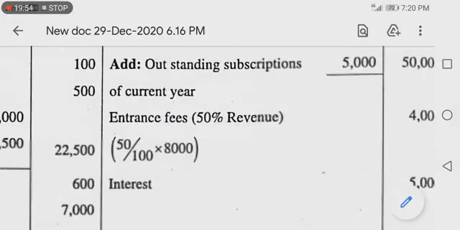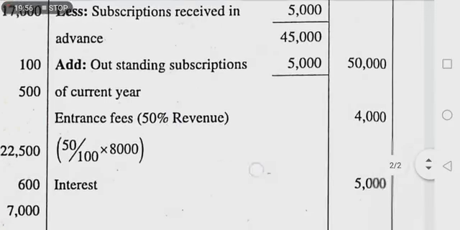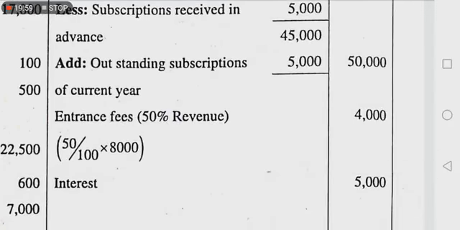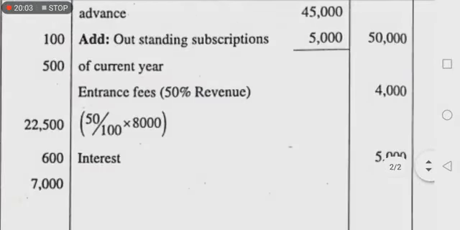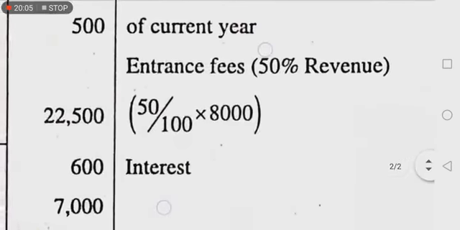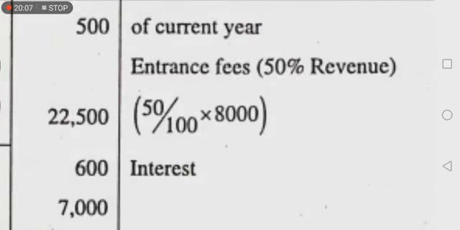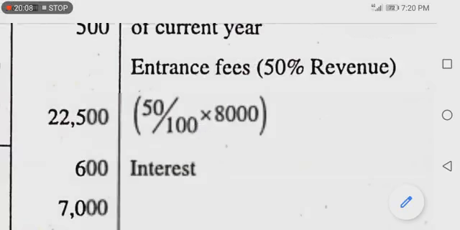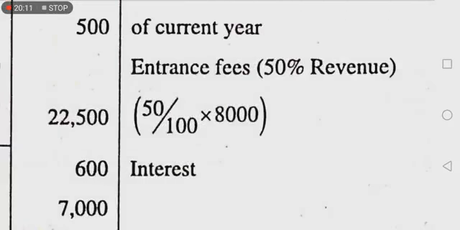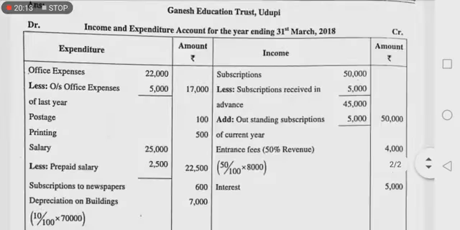Entrance fees. Within the bracket they have mentioned 50% revenue, and out of 8,000 they have written only 4,000 under the income column. You can even see the calculation they have done here, 8,000 into 50 by 100.